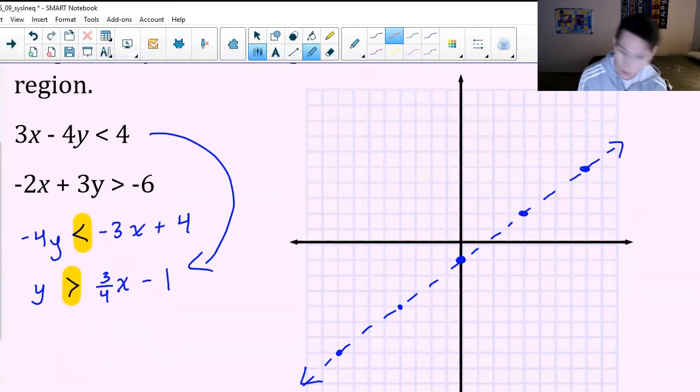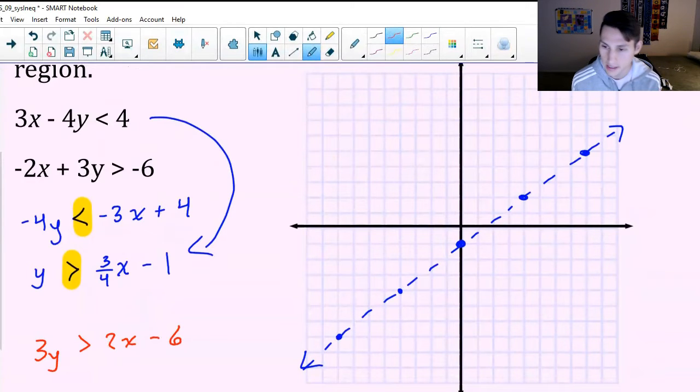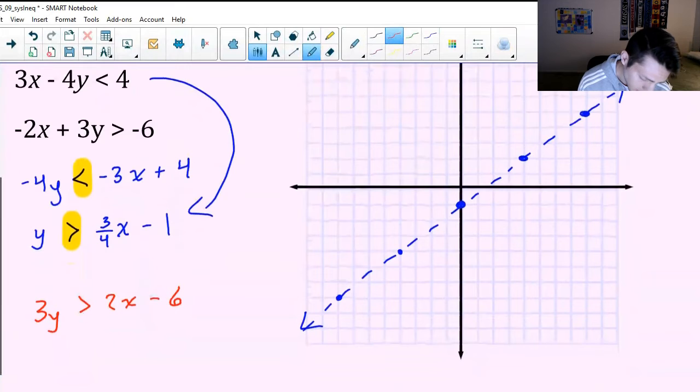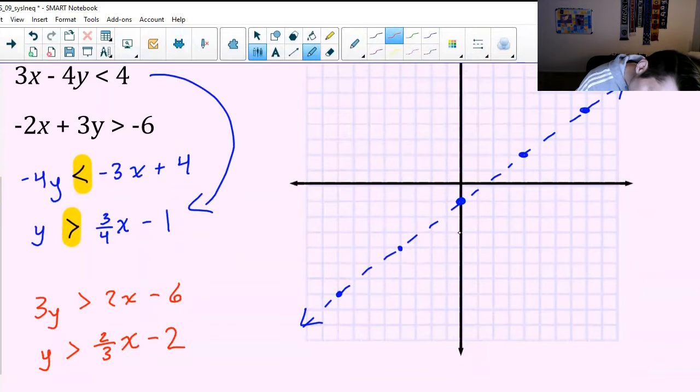Now let's do the second one. Same thing, let's start off by moving the x to the other side. So 3y greater than 2x minus 6. I just added the 2x. And divide by 3. I don't need to change the inequality sign's direction because I'm dividing by 3, not by -3. 2 divided by 3, 2/3 x. -6 divided by 3, oops, that's -2.